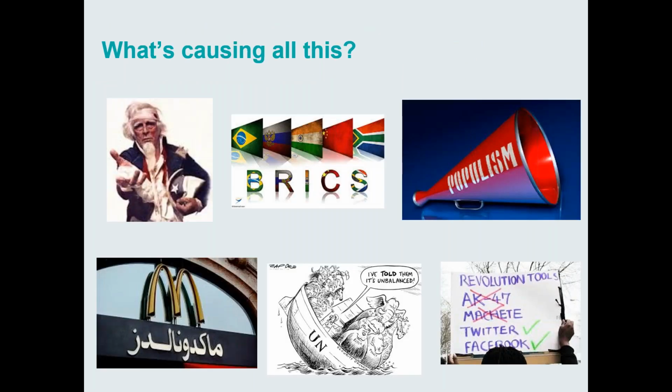We therefore encourage you to think about things like this. What's causing all this? Again, I'll just give you some images to represent that. Think about the bottom right-hand corner here. You've got the sign here about revolution tools. You have AK-47 and machete. These are crossed out. We have Twitter and we have Facebook with ticks beside them.